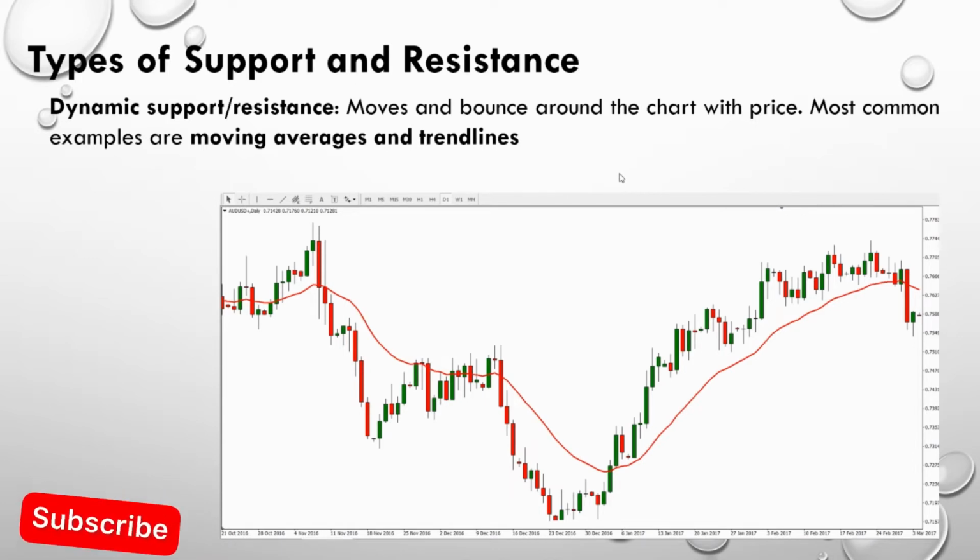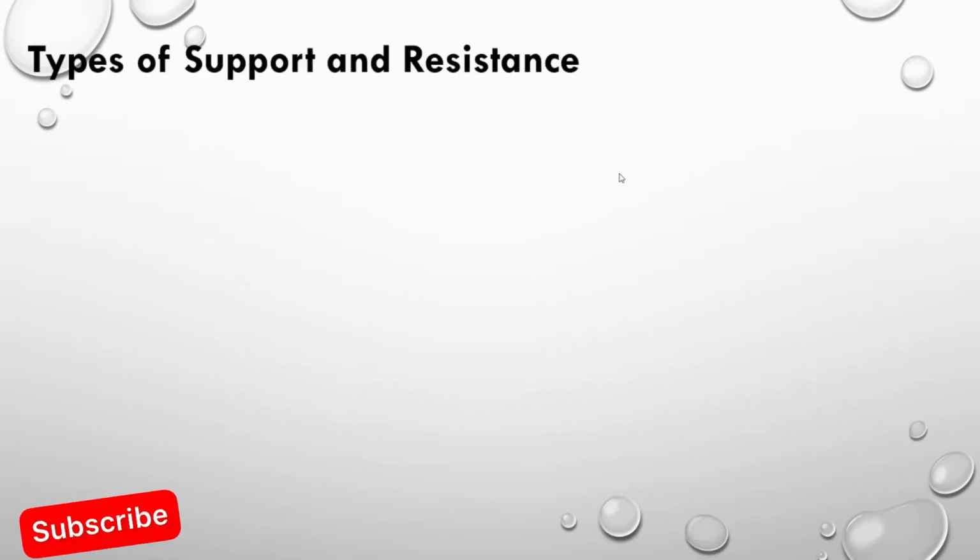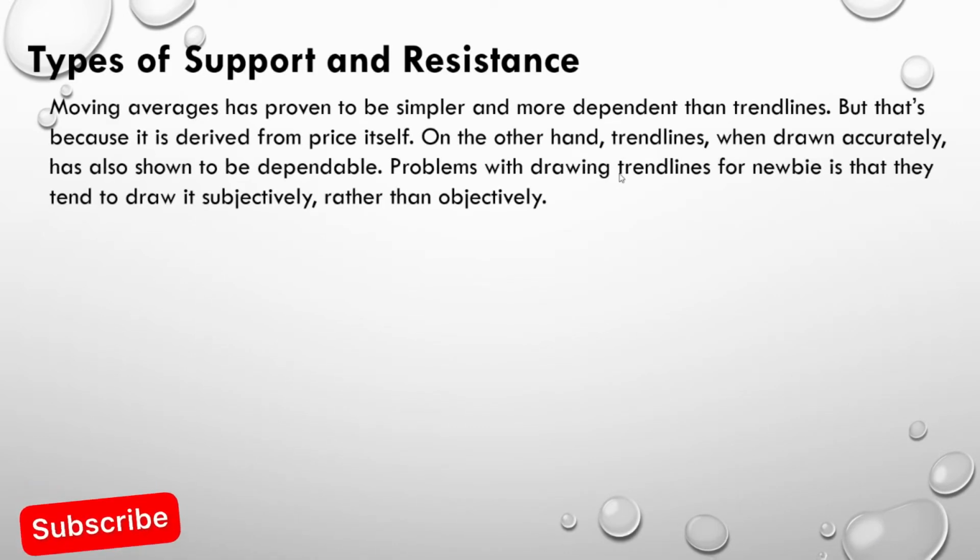Now also something we need to note is that a support region can in turn become a resistance region, and a resistance region can later become a support region. I'll explain that furthermore. Now, let's talk about moving averages. Moving averages have proven to be simpler and more dependable than trend lines, but that's because they are derived from price itself. Remember, it moves with price. On the other hand, trend lines, when drawn accurately, have also shown to be dependable. The problem with drawing trend lines for newbies is that they tend to draw them subjectively rather than objectively.